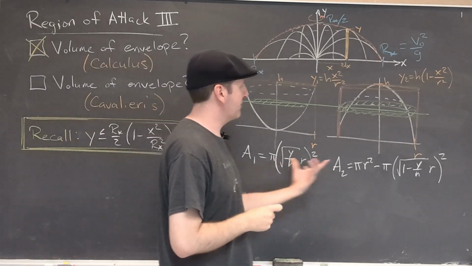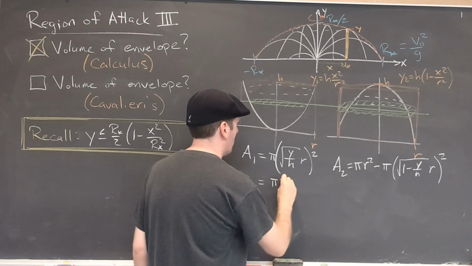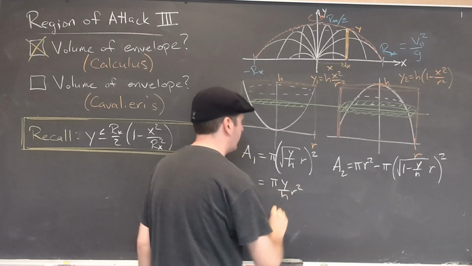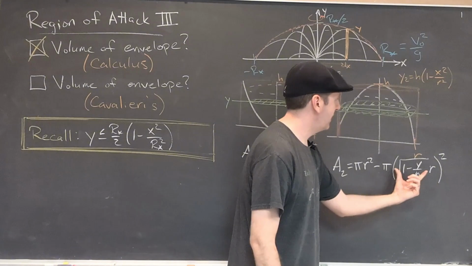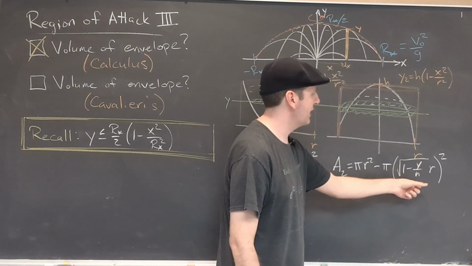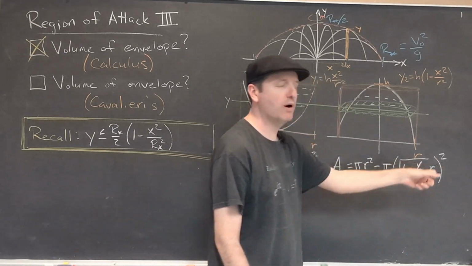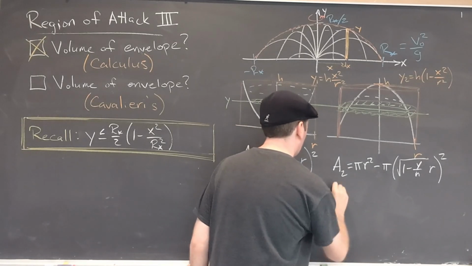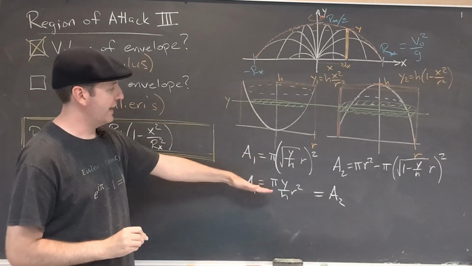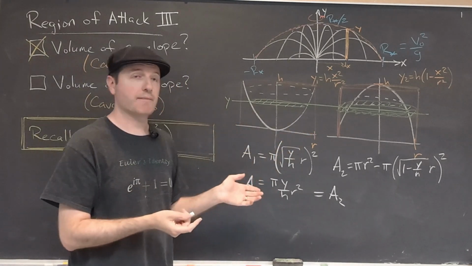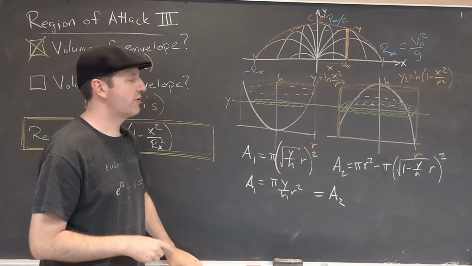What's interesting here is if I compare these two areas, this area simplifies quite nicely to just pi y over h r squared. But so does this. When I square this square root out, I'll get a 1 minus y over h. I'll get an r squared. But then I have this r squared minus 1 minus y over h r squared, which is the same. Which means at any given y, these two areas are the same. The area of the disk that's cut through here and the area outside of the paraboloid from the second drawing.